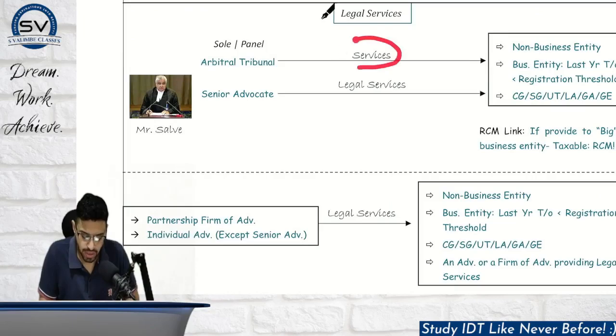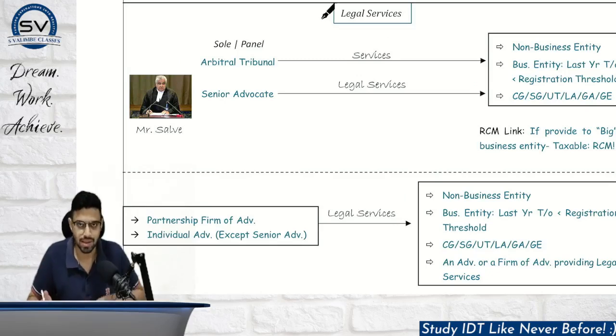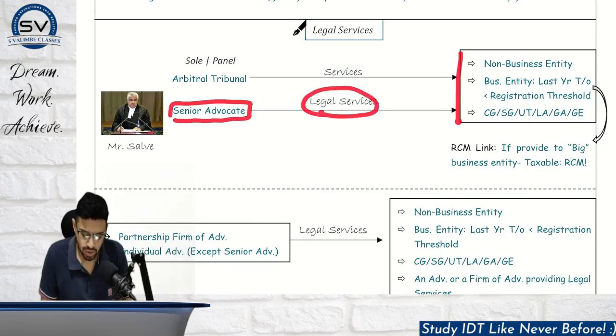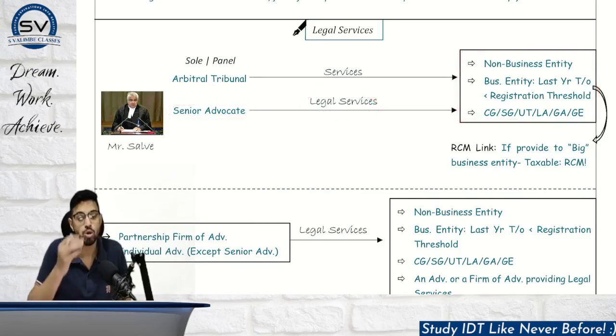Okay, so if these services are given to these people, then GST will be exempt. So then when will GST be applicable? Generally it will be applicable when it is provided to business entities, big business entities, that is last year turnover more than the threshold. Okay. Next, a senior advocate, other advocates and firm we have covered later. Senior advocate, if he is providing legal services to these three types of people, then also exemption applies.